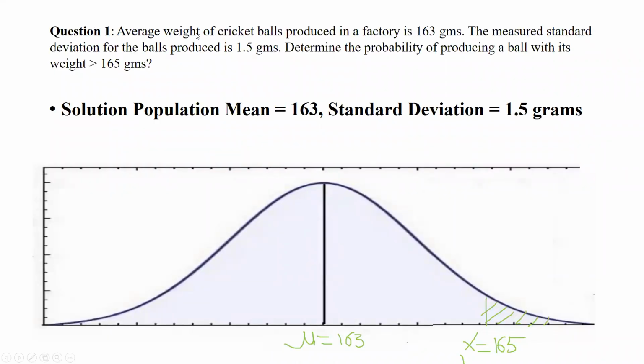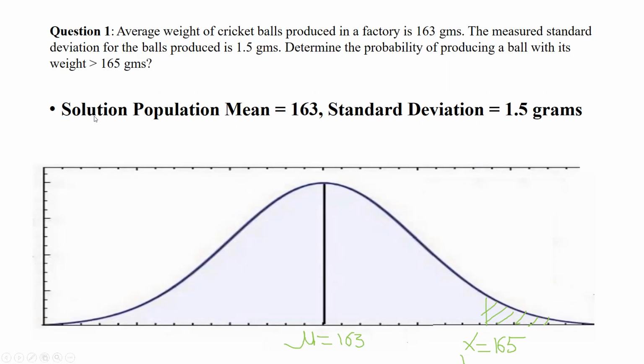The average weight of cricket balls produced in a factory is 163 grams. The measured standard deviation for the balls produced is 1.5 grams. That is sigma, the standard deviation. Determine the probability of producing a ball with its weight greater than 165 grams. We are going to calculate the probability of producing a ball with its weight of 165 grams.